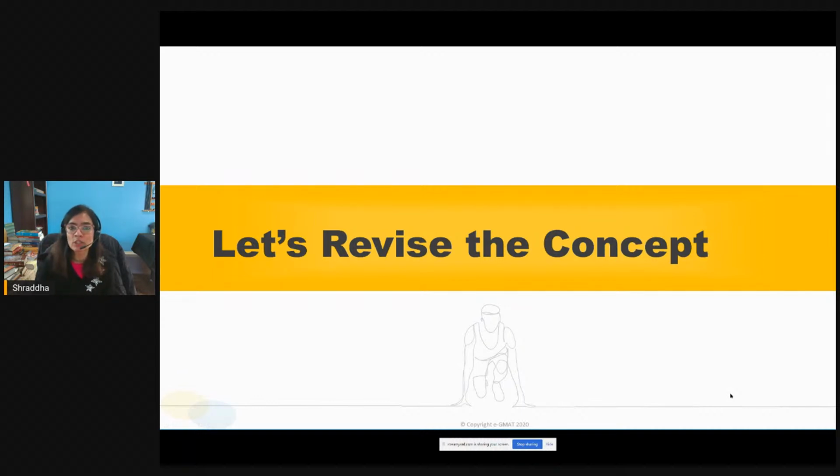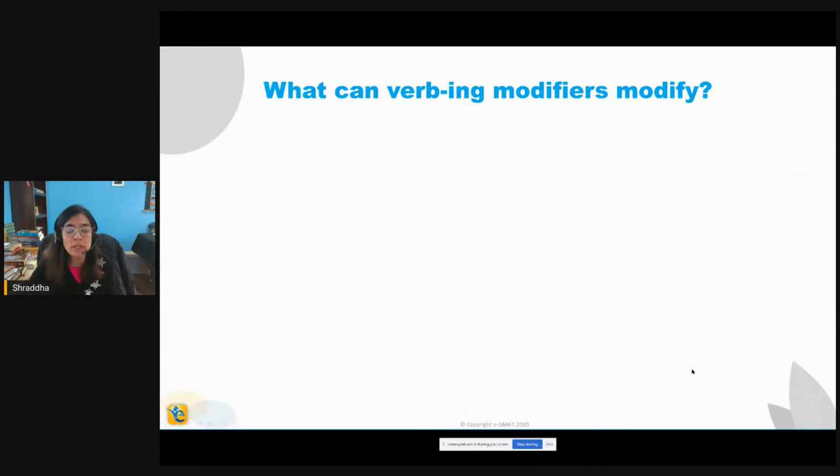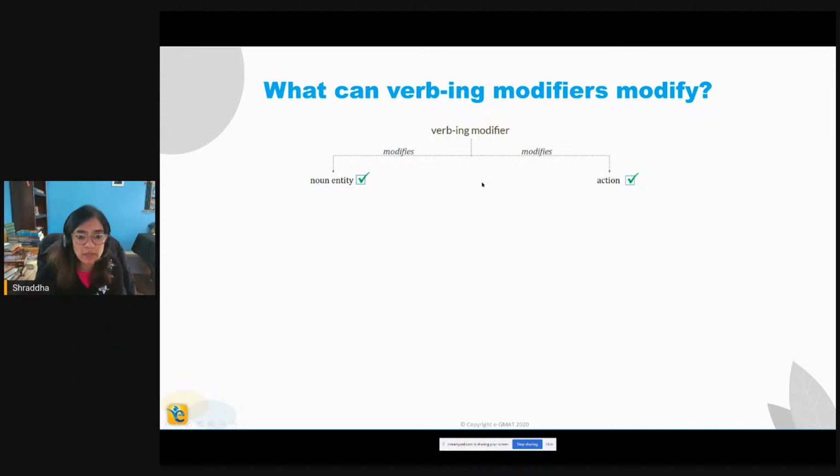Now, before I show you the questions, let's do a very quick recap of the concept that we are dealing with here. We are talking about verb-ing modifiers. In my intro, I told you why this modifier is confusing, because it can modify a noun and it can modify an action also. When it comes to modifying a noun entity, that's not a problem for us. But when a verb-ing modifier becomes an action modifier, it has a few tenets to it, right?